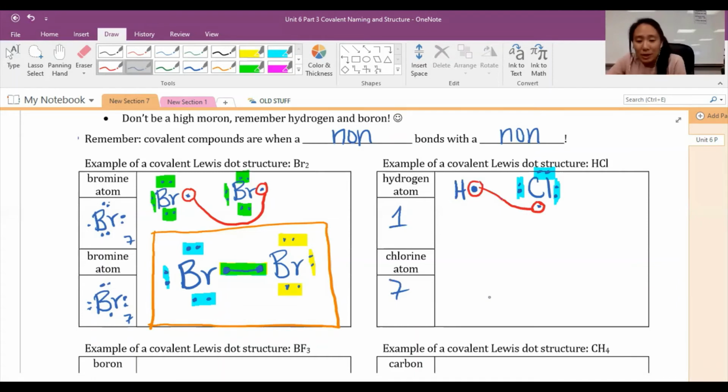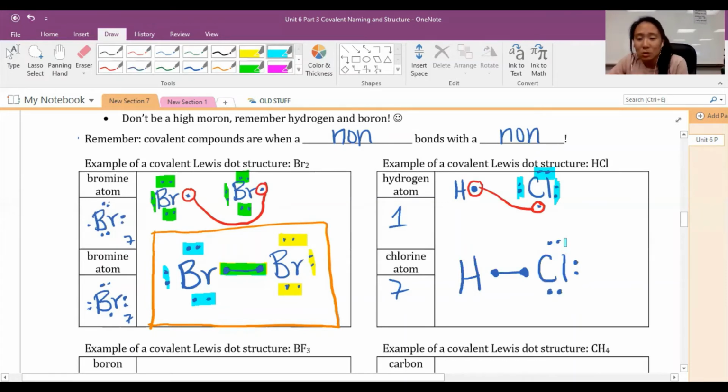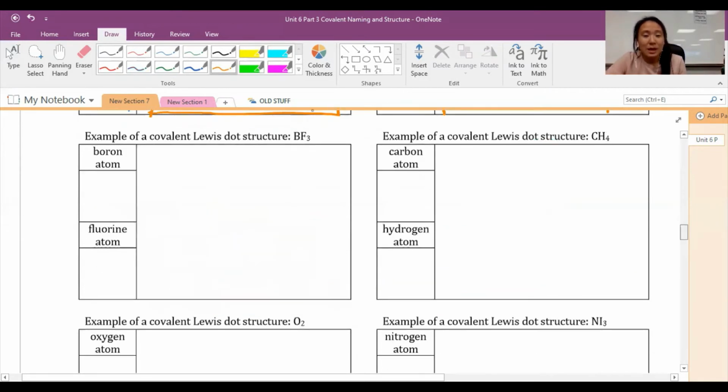If we were to redraw this linked together, it would be like an H linked and shared with a chlorine. So now everybody is stable and happy, right? This chlorine gets 2, 4, 6, and 8, right? And then hydrogen, both of these electrons are shared, right? And remember, hydrogen only wants 2, so it's completely stable. So this is what it looks like here. Okay, so let's do a few more examples.